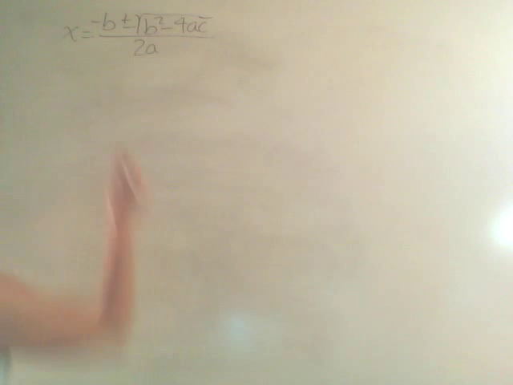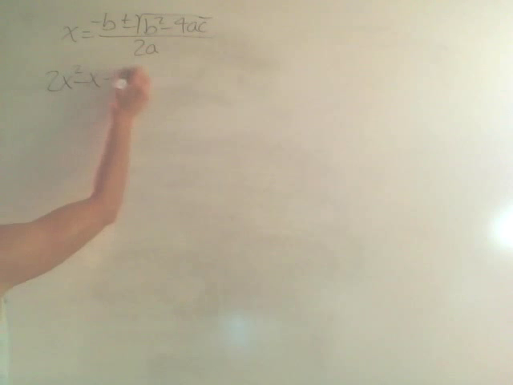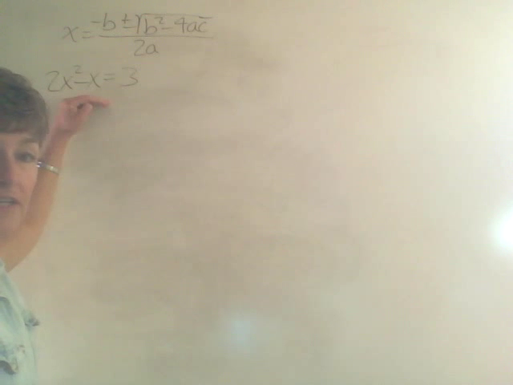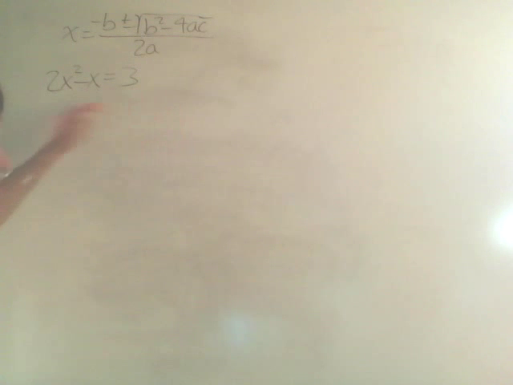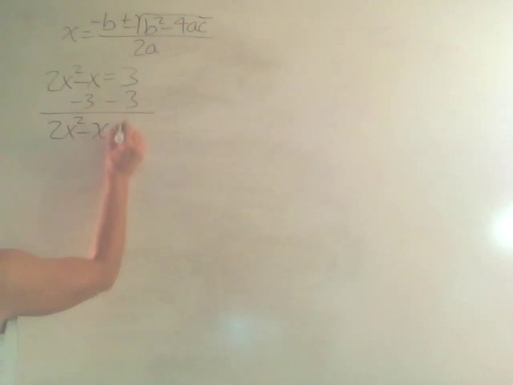Here's a second example. All right, we're going to solve the equation 2x squared minus x equals 3. Now, the first thing that you have to do before you start solving any quadratic is make sure that everything is on the same side of the equal sign and 0 is on the other side. So I'm going to have to subtract 3 from both sides, and then I have 2x squared minus x minus 3 equals 0.